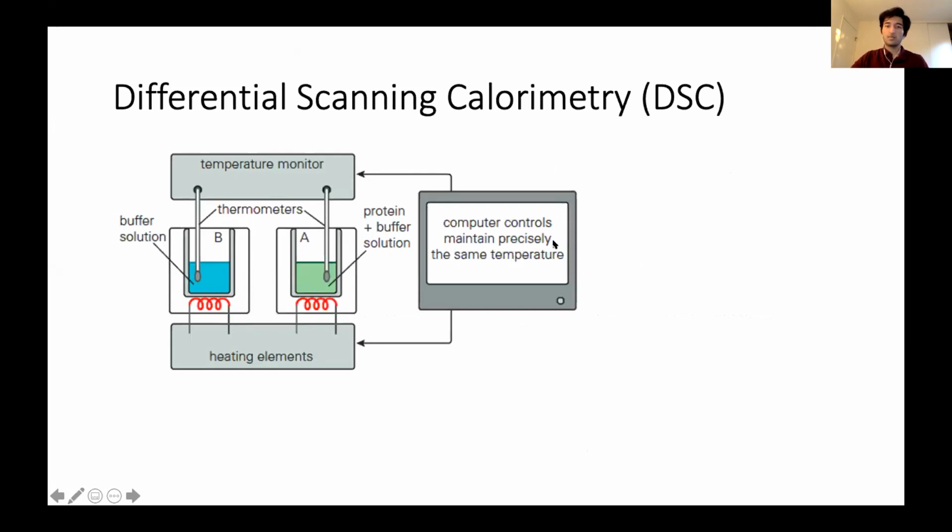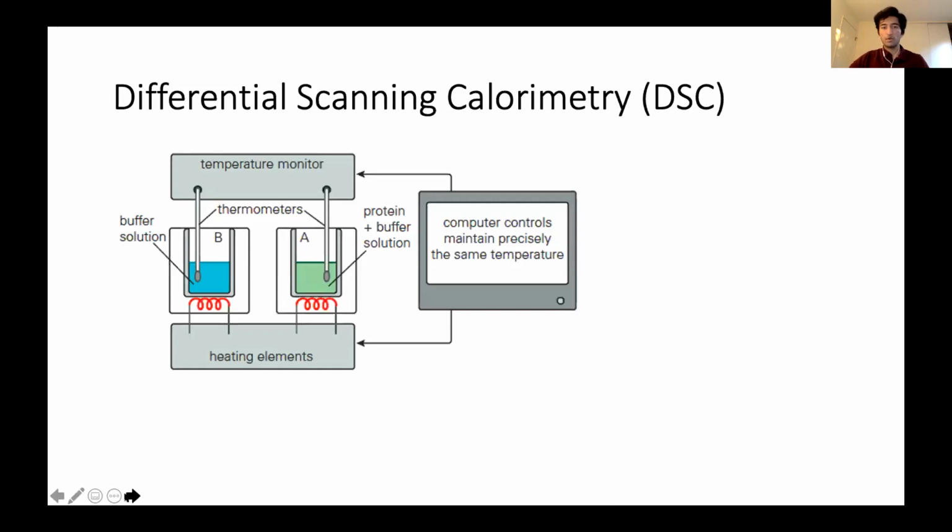Essentially, the reason why we're interested in this instrument is because if we have two samples that we run through the DSC machine, we can get information on what the heat capacity is of each of these samples. And through a series of calculations, we can then convert that to numbers that are of interest to us.